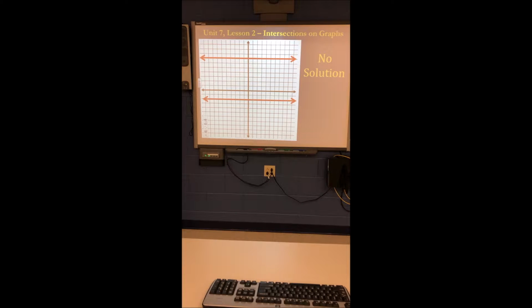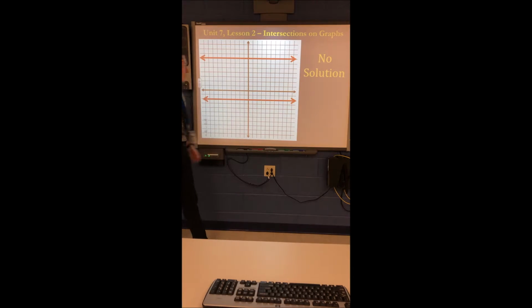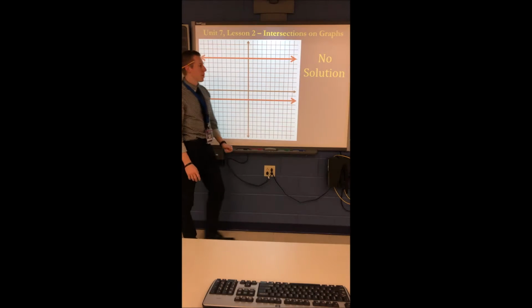This system has no solution. Why do you think it might not have a solution? I can tell you why. These lines will never ever intersect. They're parallel. These are parallel lines. They have the same slope. They will never intersect. Hence, no solution.